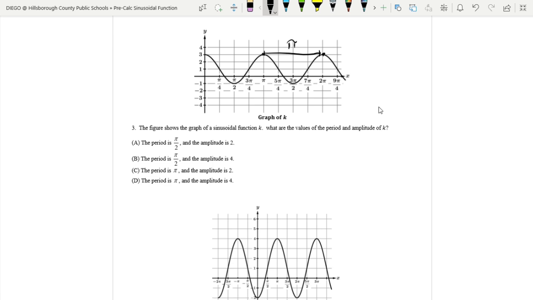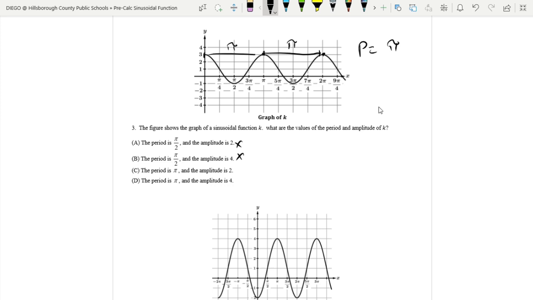You can also do it from here, from the 0 to pi. That's pi. Okay. The period is pi. So A and B are wrong. Okay, and it's either C or D. I think you guys are starting to see a pattern on these. Okay. So let's see the amplitude.